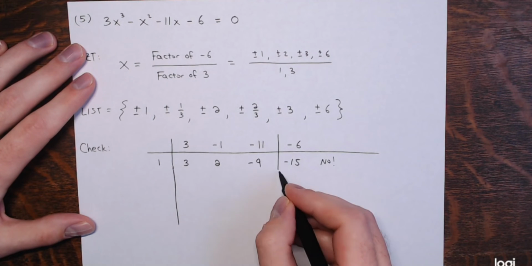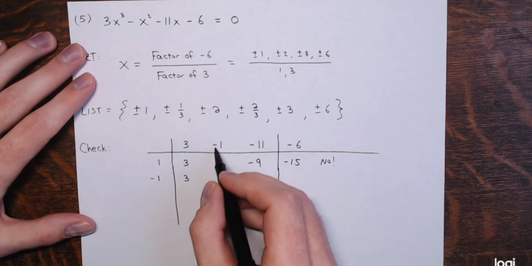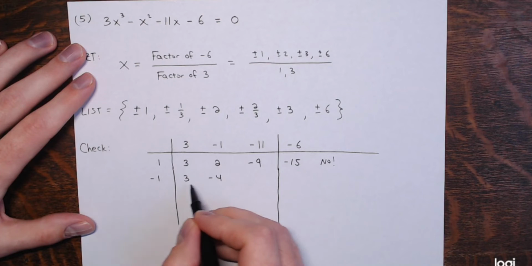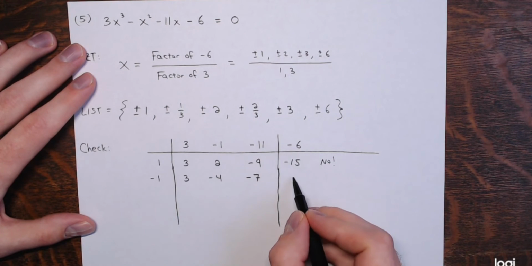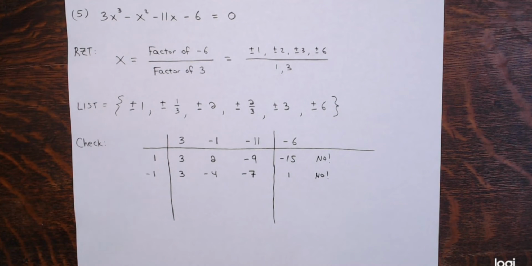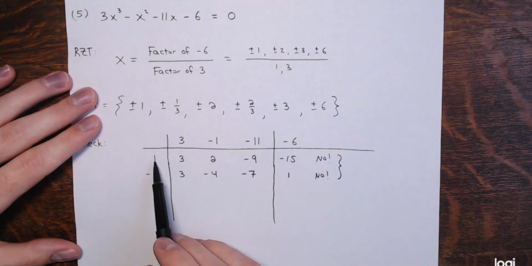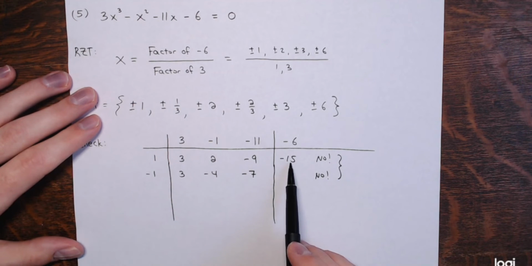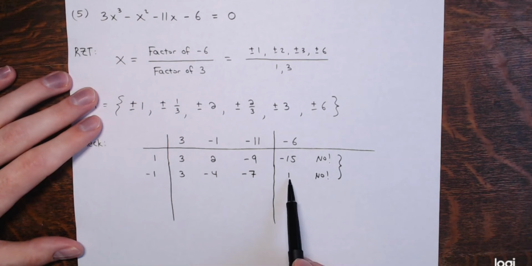Let's make these longer. How about negative 1? Negative 3 minus 1 is negative 4. Positive 4 minus 11, negative 7. And then positive 7 minus 6 is 1. So no again. But here's something I'm noticing. From these two lines, see how when I plug in 1, the output's negative. When I plug in negative 1, the output's positive. So there's got to be a 0 in between these two.